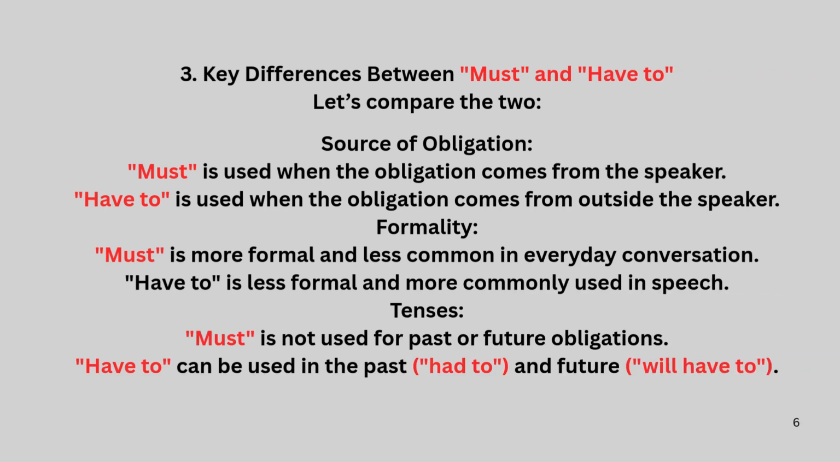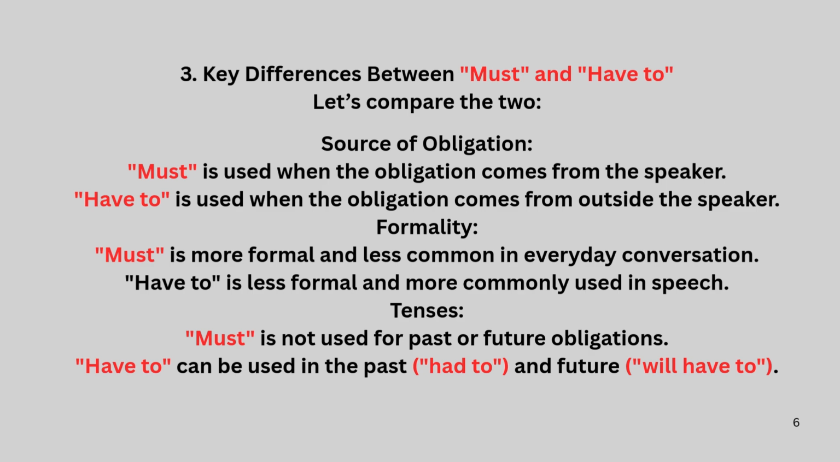Number 3, key differences between must and have to. Let's compare the two. Source of obligation. Must is used when the obligation comes from the speaker. Have to is used when the obligation comes from outside the speaker. Formality. Must is more formal and less common in everyday conversation. Have to is less formal and more commonly used in speech.